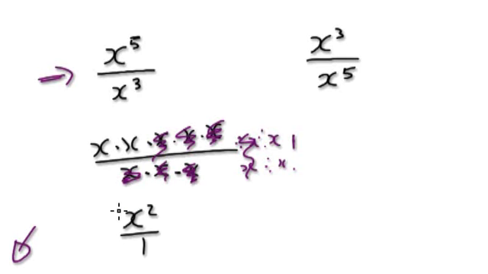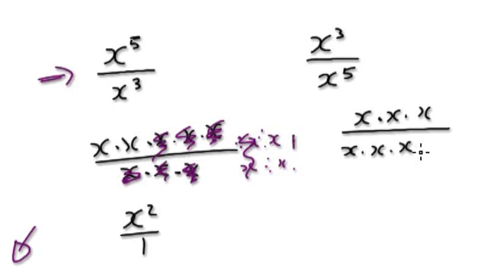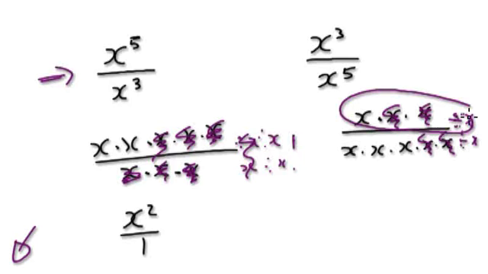Okay, so x squared over 1. And then over here you can imagine that as x times x times x, and then x times x times x times x times x. Now divide top and bottom by x, so these two will go. Again, divide top and bottom here by x. These two will go. Divide top and bottom by x. Okay. Now x divided by x, that's 1. And then here x to the power of 3 divided by x, that will be x squared.